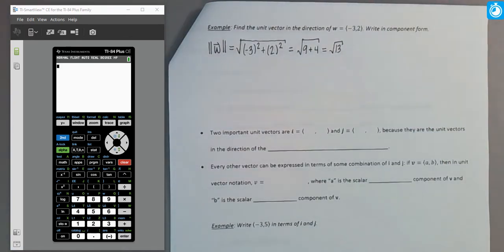Now that can't be simplified. The only perfect square that divides into 13 is going to be 1, and we can't do anything special with the square root of 1. So that's as simple as it's going to go. Now keep in mind, you may end up with a distance that can be simplified further, and so you do want to simplify it if that's the case.